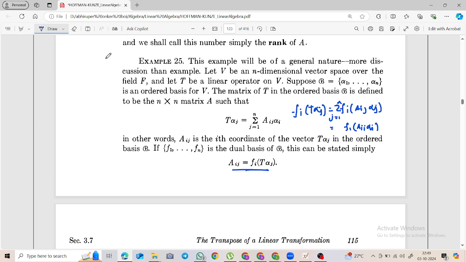Hmm? f_i is the dual basis, so f_i alpha_i only will survive. Wait a minute. Rahul, am I doing it correct?